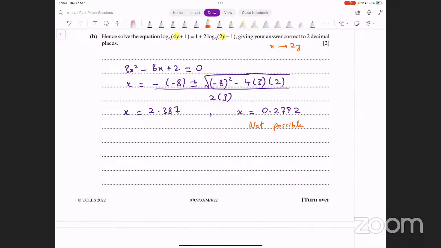You can't leave this answer as it is. इसको आपने लिखना है कि this is not possible. इसको cross out कर दें. You have to make sure that you clearly mention that this is not correct. Okay. The other value of x that you're getting is this. लेकिन अब x की जगह पे क्या हो गया? आपके पास 2y आ गया.